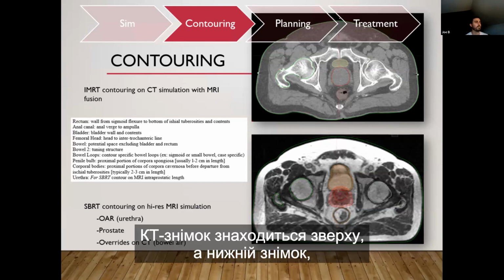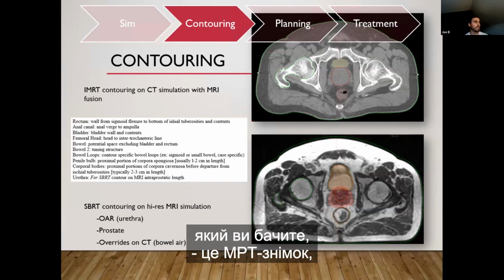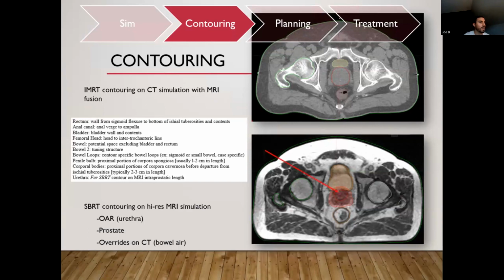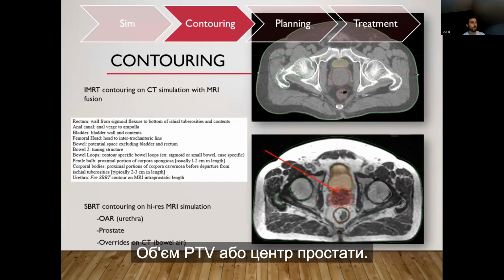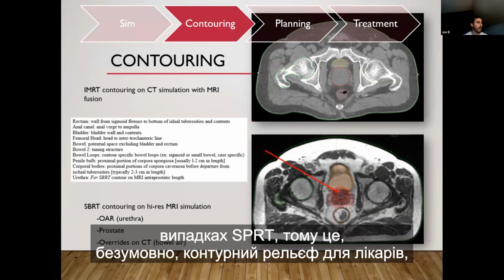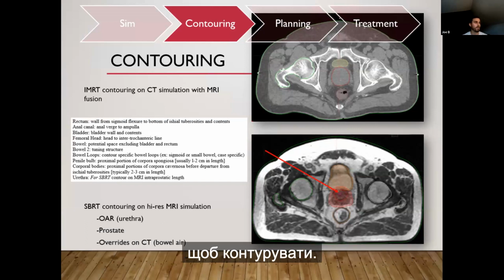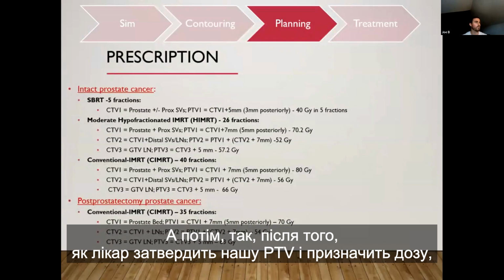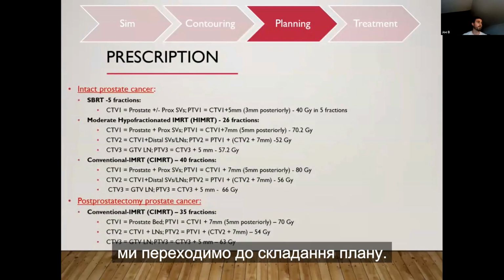And the CT scan is on the top superiorly, and the bottom picture you see is the MRI scan that we're capturing on the Meridian. And you can see right in the center of the PTV volume, or the center of the prostate, we're contouring the urethra, which is important for sparing in our SBRT cases. So that is definitely a contour we'll leave for the physicians to contour. And then, yeah, once we have our PTV approved and our dose provided by the doctor, we'll move on to setting up our plan.